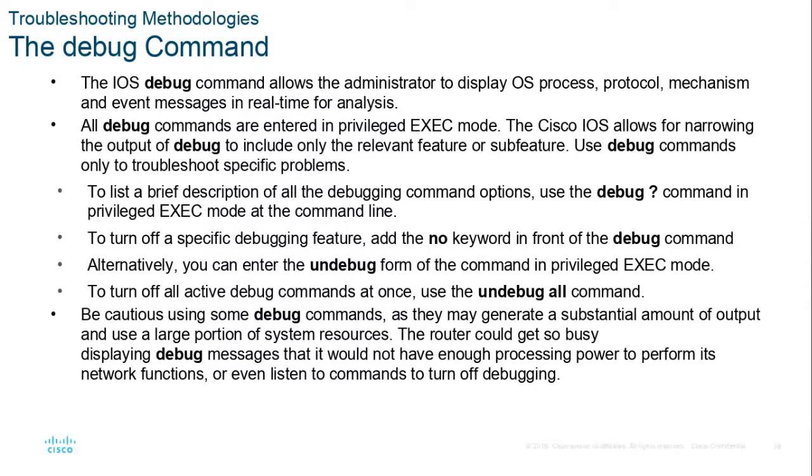be cautious. It could put a large amount of information on the screen. The router could get so busy displaying debug that it starts dropping packets. So the rough rule of thumb is turn on debug in as limited an instance as possible, just to check what you need to find out, and then turn it off again with no debug all or undebug all.